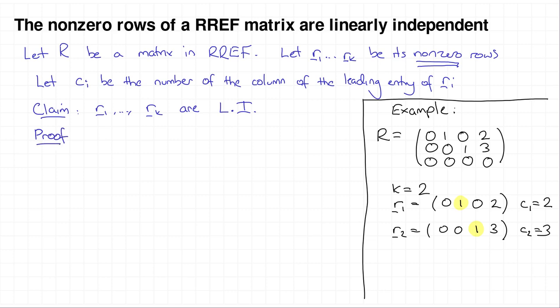Let's now go on and prove the claim. So let's suppose that we have a linear combination of the rows R1 up to Rk equal to the zero vector. So lambda 1 R1 plus and so on up to lambda k Rk, and that is equal to the zero vector, which in our case is the row vector, all of whose entries are zero.